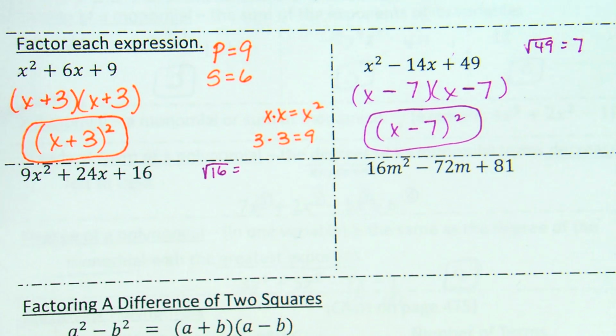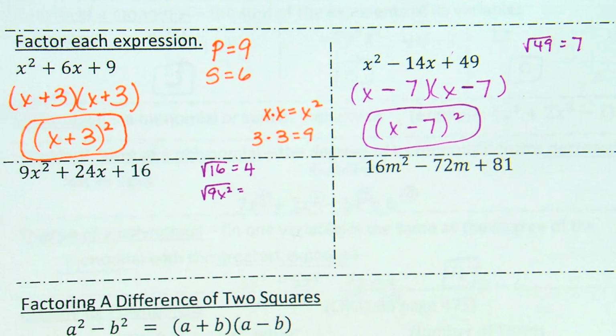9x squared. What is the square root of 9x squared? You went too far. 3x. Because what times itself, right, to get 9, it's 3 times 3. To get x squared, it's x times x. So right there, the 4 and the 3x are going to be the front of each parenthesis.